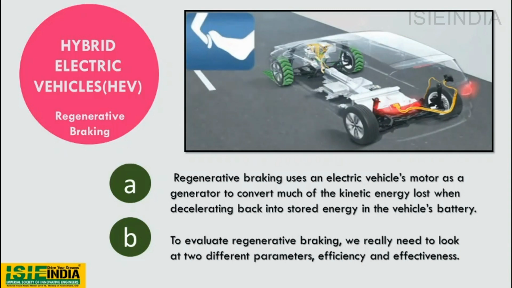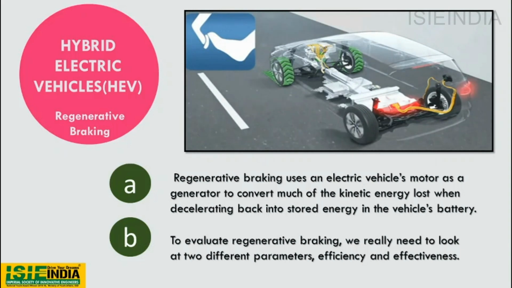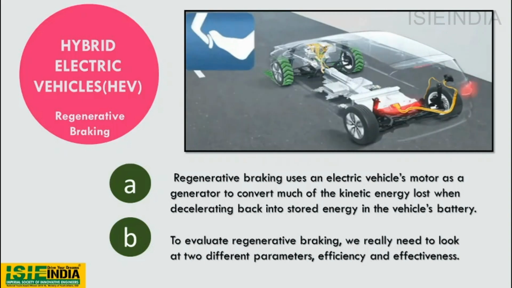kinetic energy is converted with the help of the electric vehicle's motor, which acts like a generator at that time, to convert much of that energy back into stored energy in the vehicle's battery. Therefore, the next time the car accelerates, it uses much of the energy previously stored from regeneration instead of tapping further into its own energy reserve, that is, the battery.